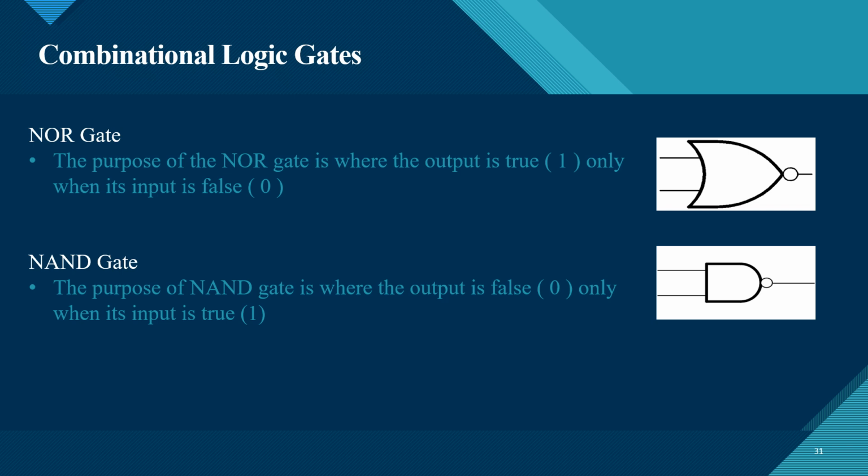Combinational logic gates. NOR gate. The purpose of the NOR gate is that the output is true only when its inputs are false. NAND gate. The purpose of the NAND gate is that the output is false only when its inputs are true.